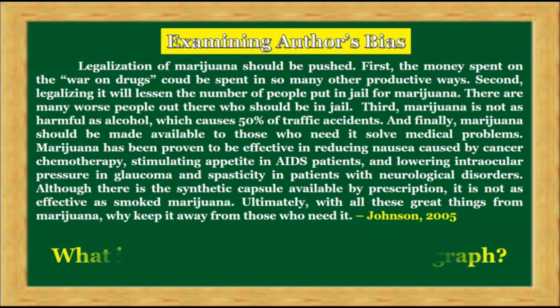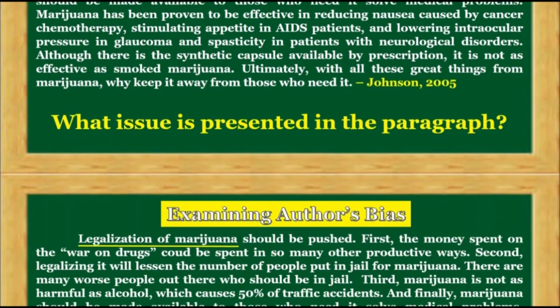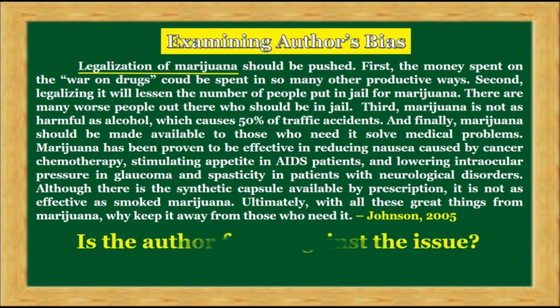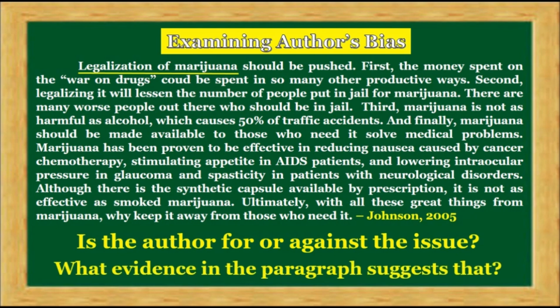What issue is presented in the paragraph? The issue presented in the paragraph is the legalization of marijuana. Is the author for or against the issue? The author is in favor of the issue. What evidence in the paragraph suggests that? The writer writes, legalization of marijuana should be pushed.